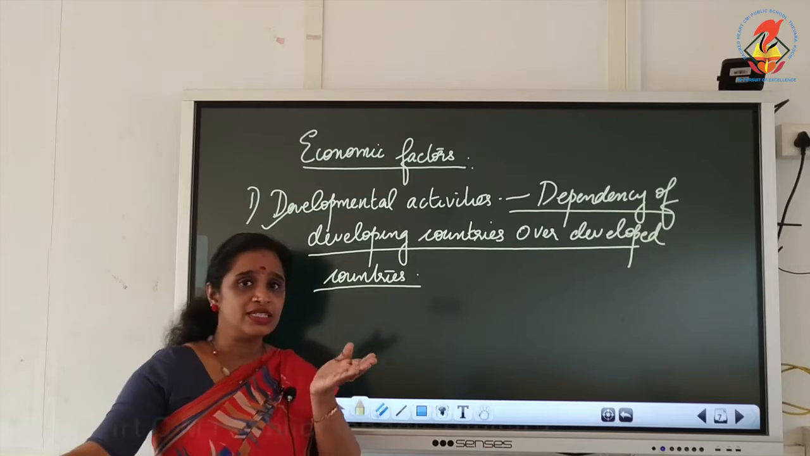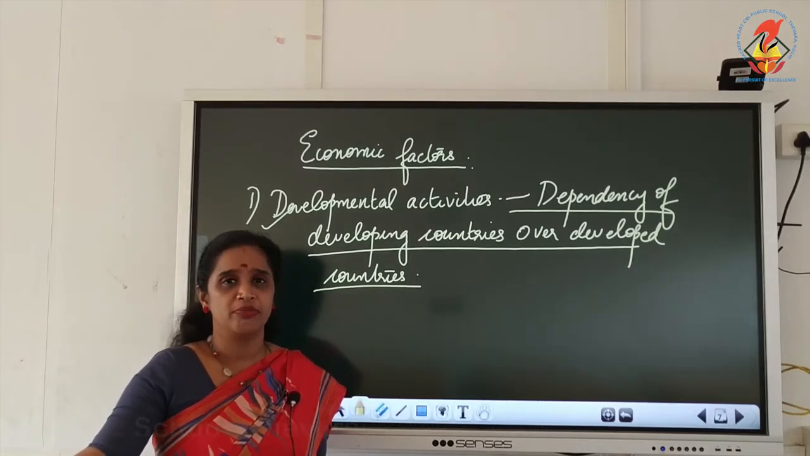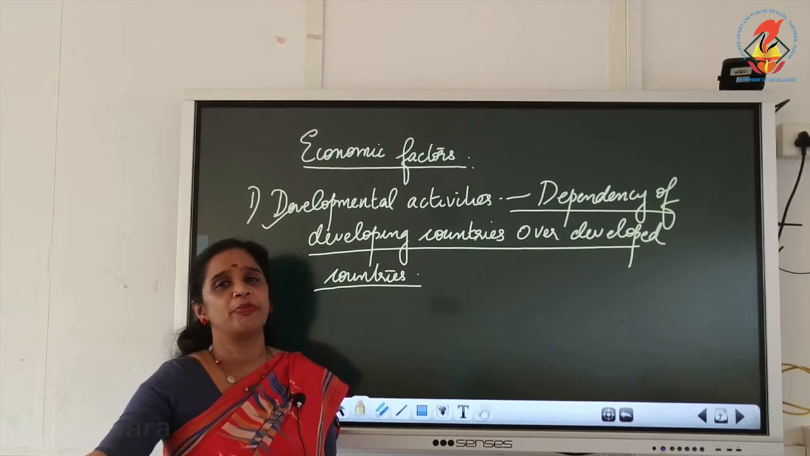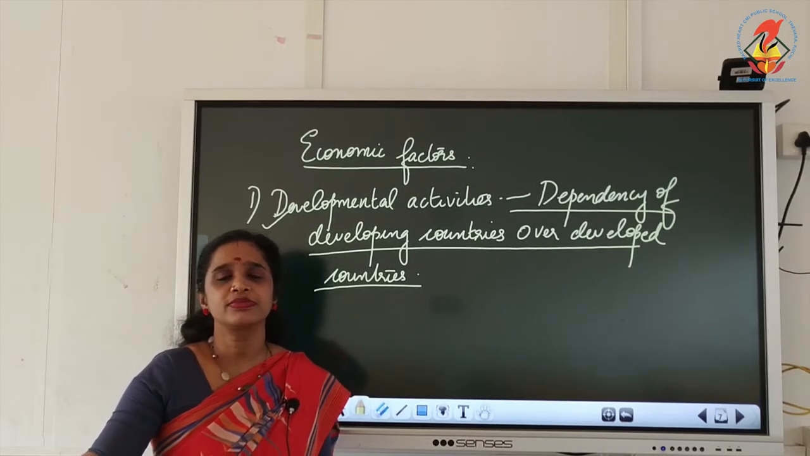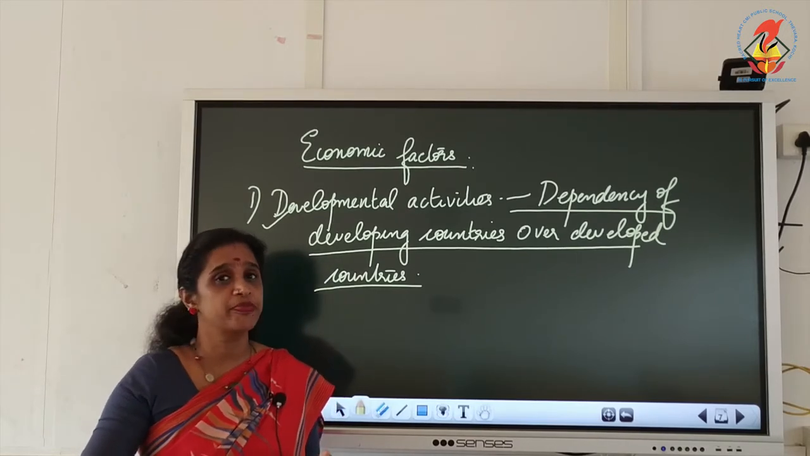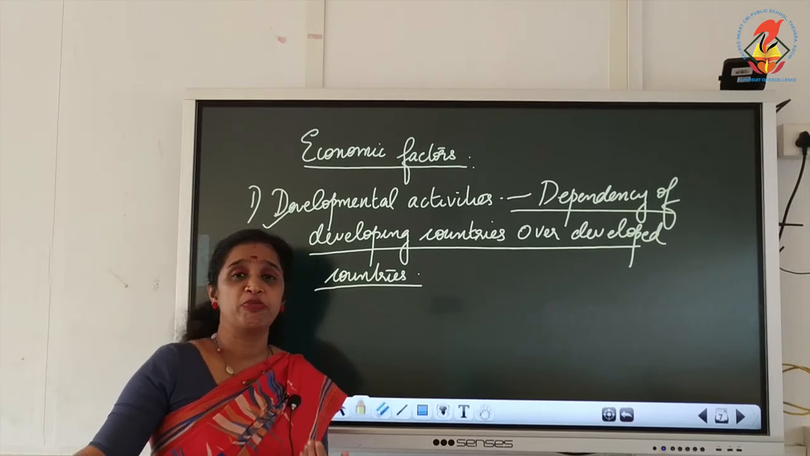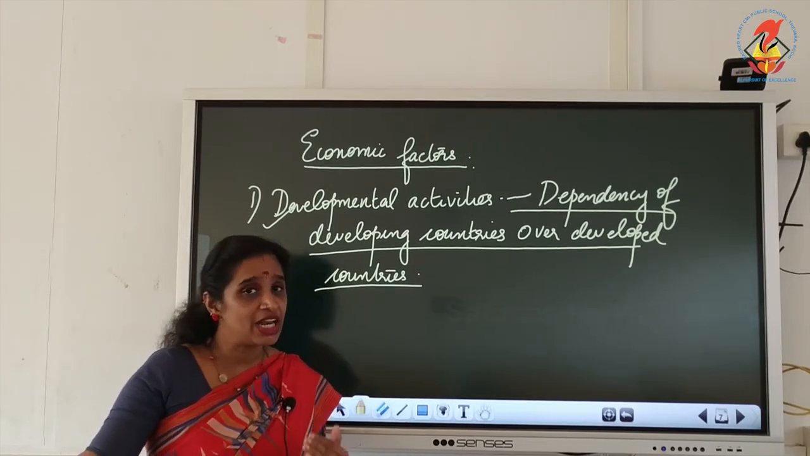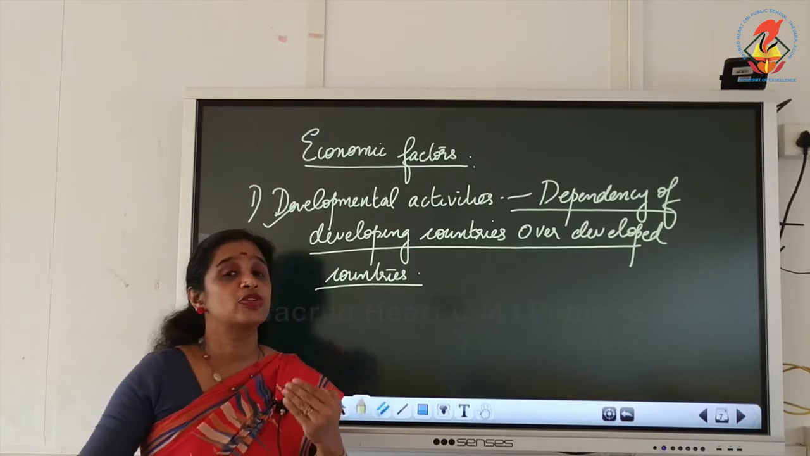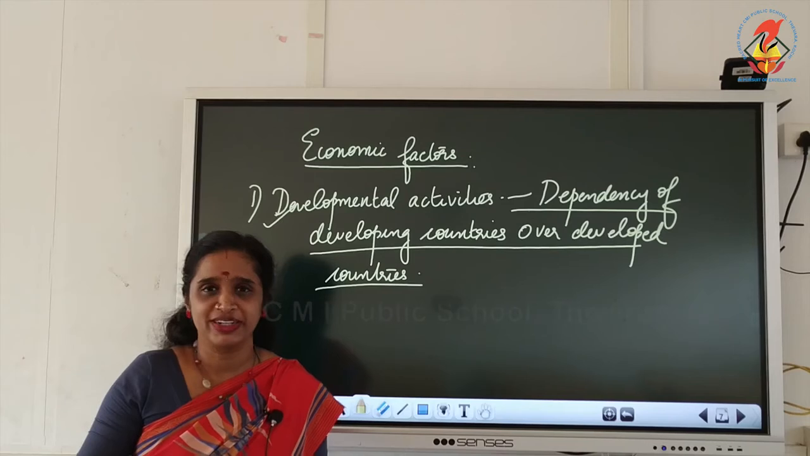When a developing country is depending on a developed country, what does it mean? We will be importing certain goods from the developed countries. For example, technologies. From the Gulf countries, we are importing petroleum products. From other developed countries, we are importing technology. So, a developing country like India is dependent on other developed countries for so many purposes. As we are developing, we are dependent on developed countries.